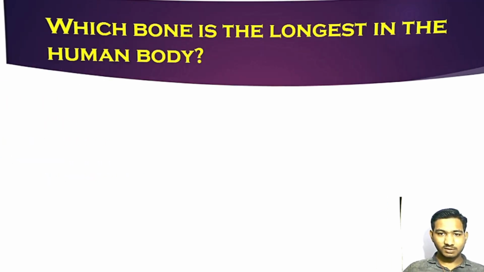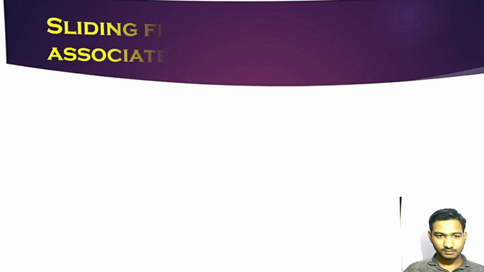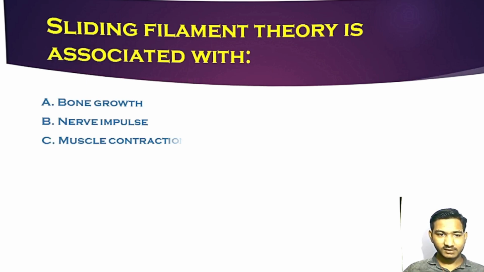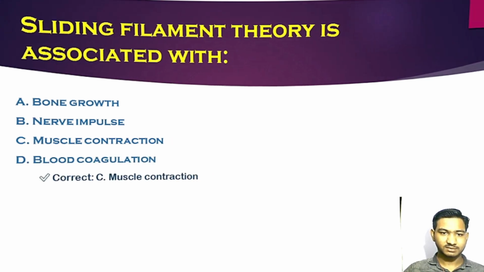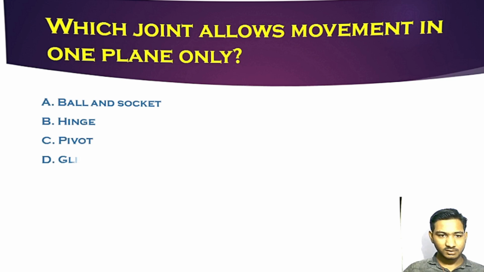Which bone is the longest in the human body? The longest bone in the human body is femur. Sliding filament theory is associated with muscle contraction. Which joint allows movement in one plane only? Hinge joint allows one plane movement.